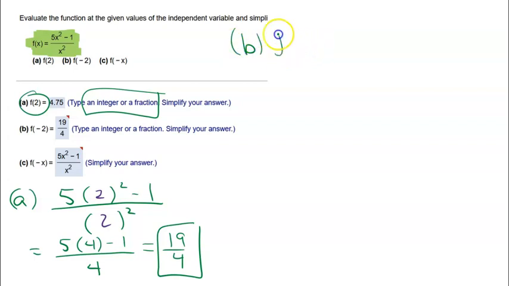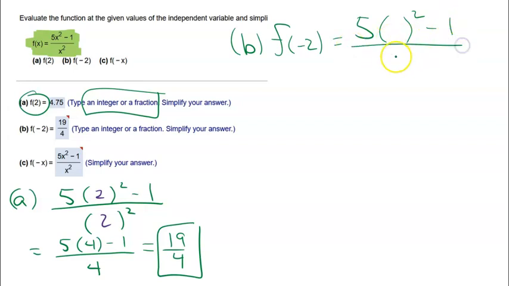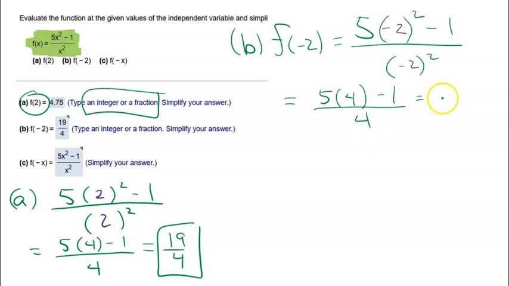f of negative 2. Again, same story. Original function, that's 5. There's an x squared next, so I put parentheses squared minus 1 divided by parentheses squared. Now when I substitute in negative 2, let's just go back and do it right here. Negative 2 and negative 2. Okay. All right, so that gives me 5. Negative 2 squared is 4, right? Because negative 2 times negative 2 is 4. Minus 1 over negative 2 squared is 4, which is once again going to give me 19 fourths.